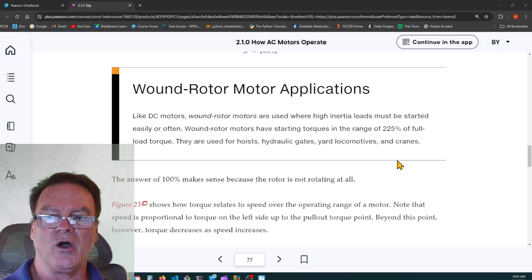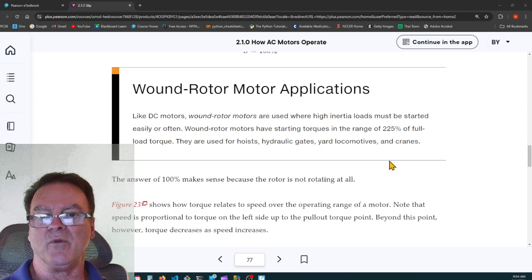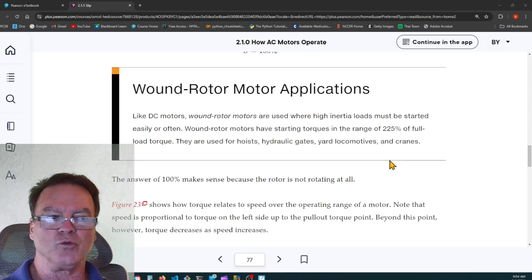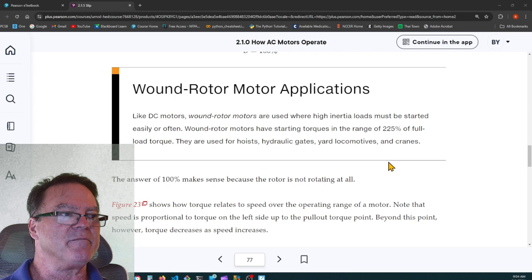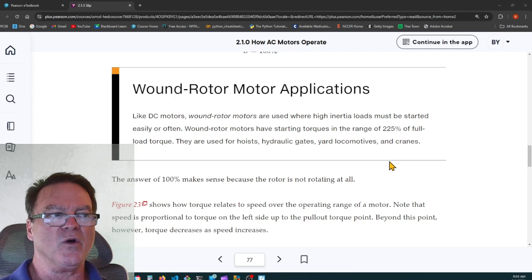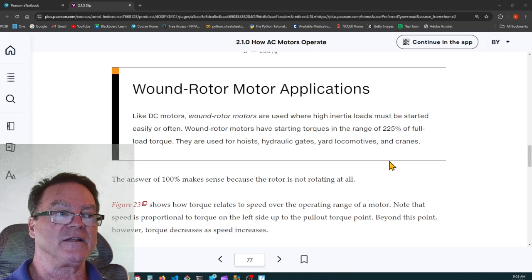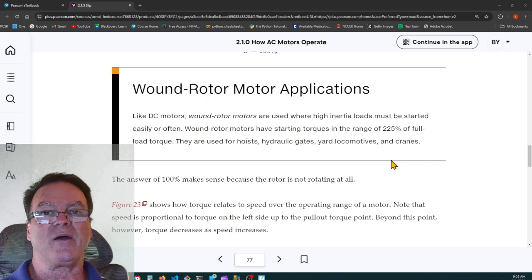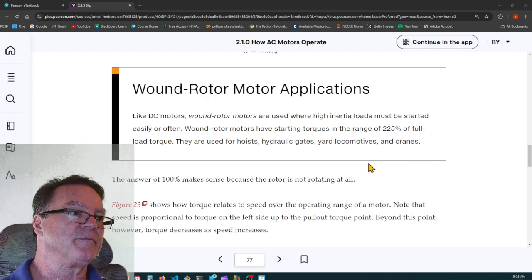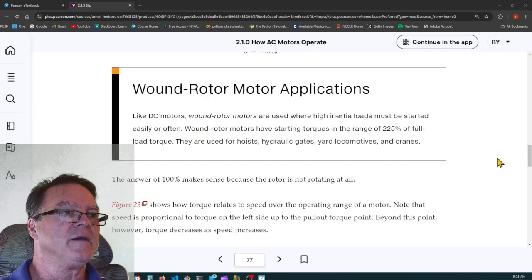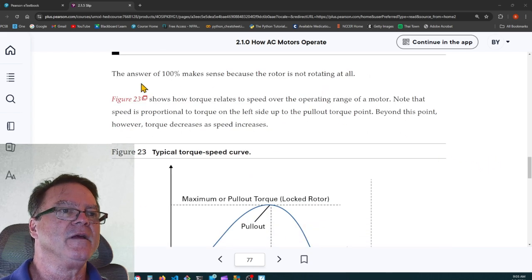That's what we use in overloads on your motor starter. Your motor starter has an overload block, and it's going to disconnect the power to that motor if there's ever a condition where that motor is not operating at or very close to its rated current. When it's under a lot of drag, the current will go up, and if it's at locked rotor, the current goes way up, and those overloads will open very quickly to disconnect the power of that motor to save the windings of the motor. The answer of 100% makes sense because the rotor's not rotating at all.